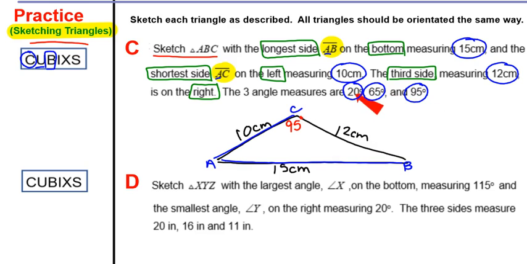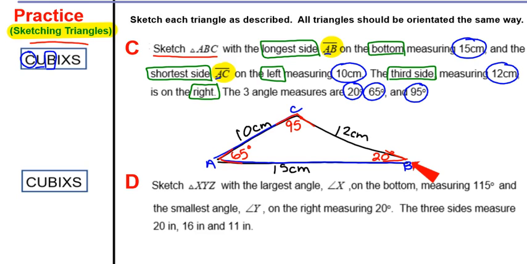Then my smallest angle has to be opposite my smallest side. And my smallest side is 10 right there. So the angle opposite of that is the one all the way across here. And I'm going to put my 20 degrees right there. And the only thing left is 65. And that goes right there. Notice those are going in my angles right there.